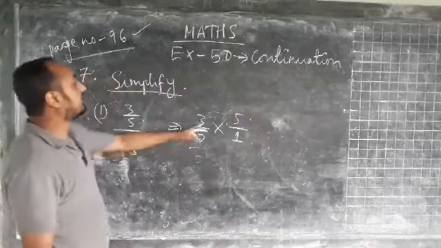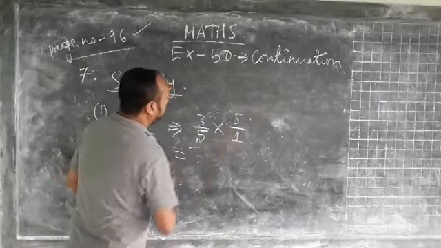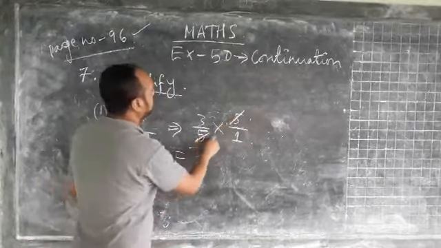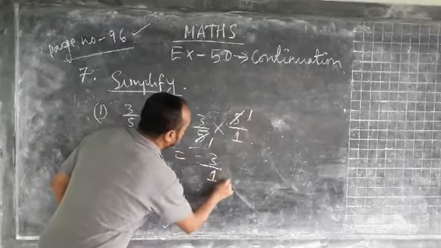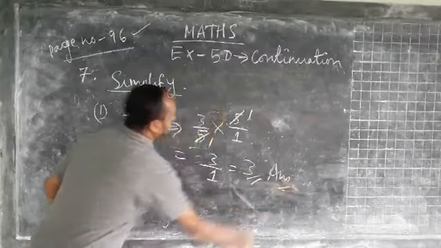Now what we have to do is multiply this number. So 5 3s are 15, or we can do one thing, we can cancel this. 5 1 is 5, 5 1 is 5. So remaining 3 by 1. 3 by 1 means your answer will be 3.